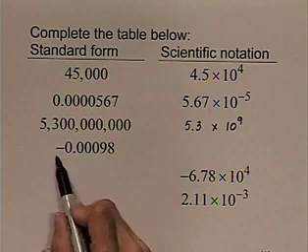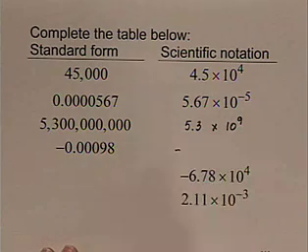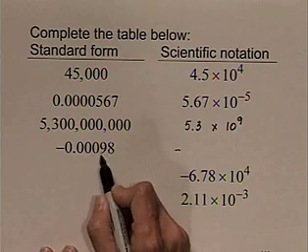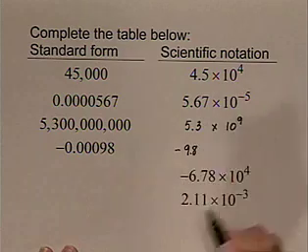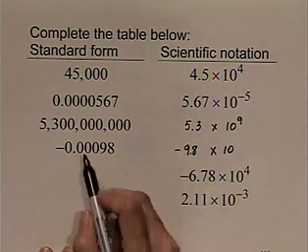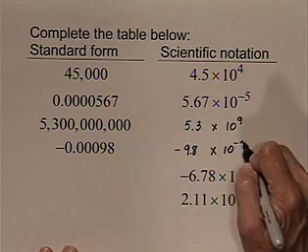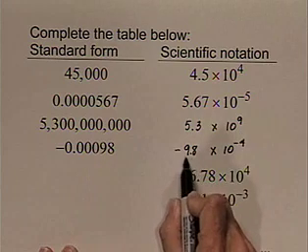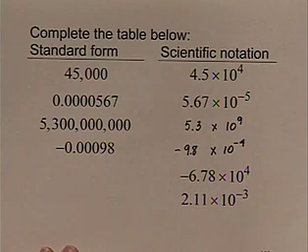Now the next number is itself a negative number, so we need to write the first part of our scientific notation as a negative number. The significant digits here form the number 9.8, and the power of 10 we want in our scientific notation is 1, 2, 3, 4, but negative, because that decimal point will have to move in the negative direction to get the number in standard form. Now let's go the other way.